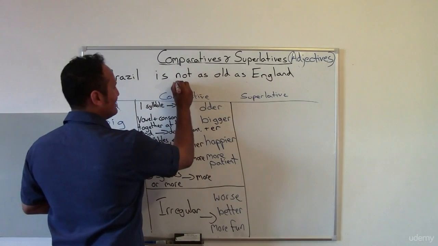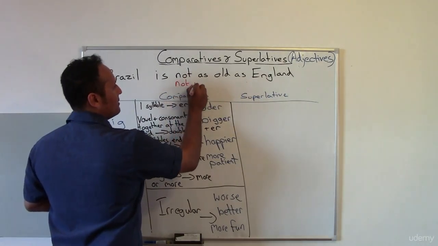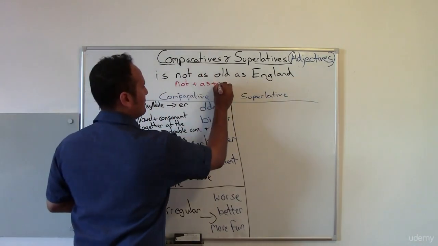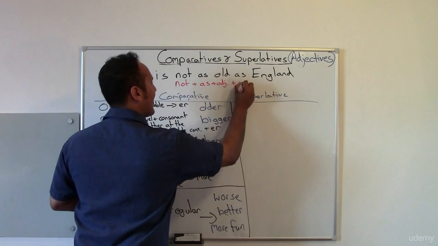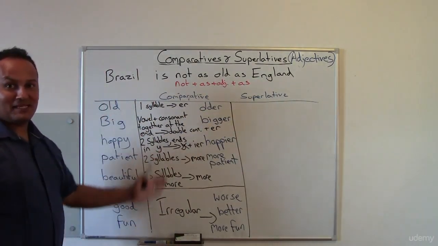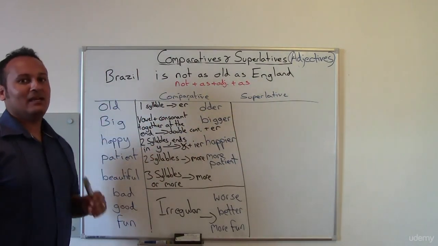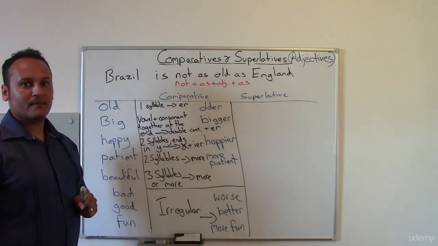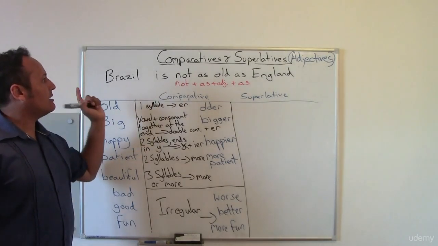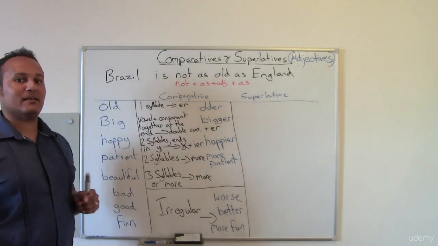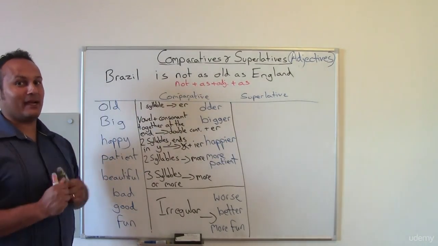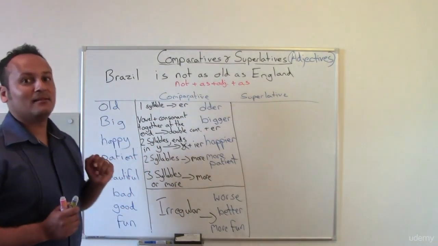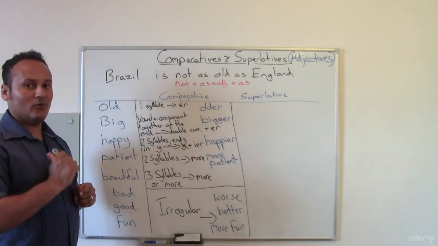The important thing is you've got not plus as plus normal adjective plus as again. We don't use this in the negative. We're only using this in the positive. Brazil is not as old as England. Okay? Brazil is not as old as England. We must use this as twice. Okay? Something that lots of people forget is the second as. Or maybe even the first as. We don't want to do that.